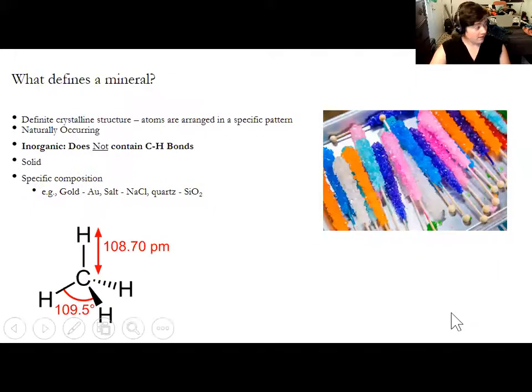And here's another example of something that may or may not be a mineral. So let's talk about what the inorganic part means.